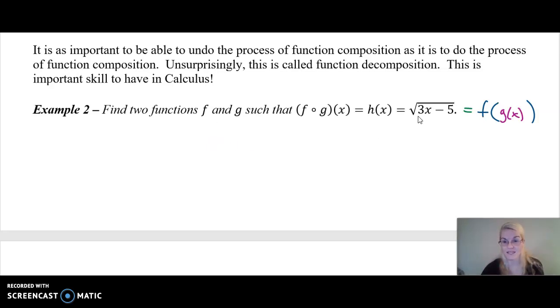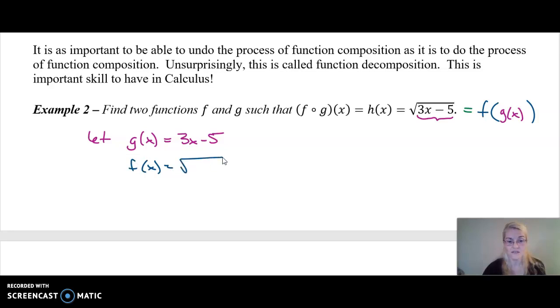Hope so. The inner function is, or could be, right? We can say let g of x be the line 3x minus 5, and then the outer function f of x would be just the square root of x. And then if we compose these, f composed with g, f of g of x, we would have the square root of 3x minus 5.